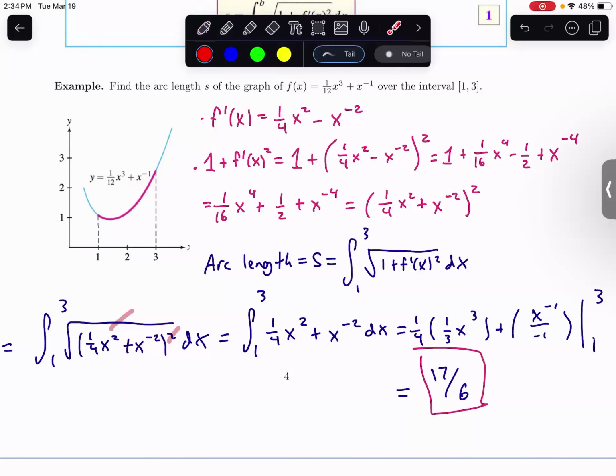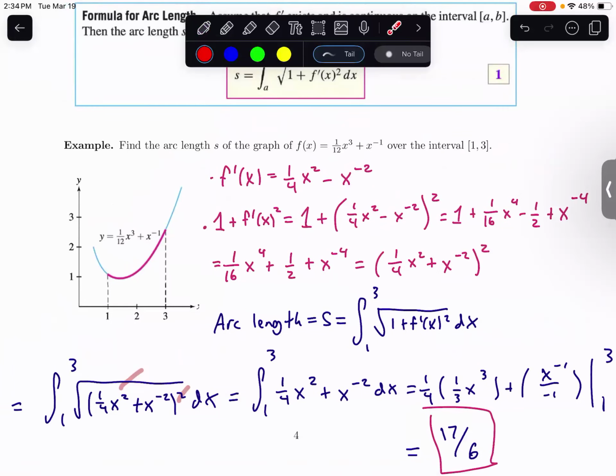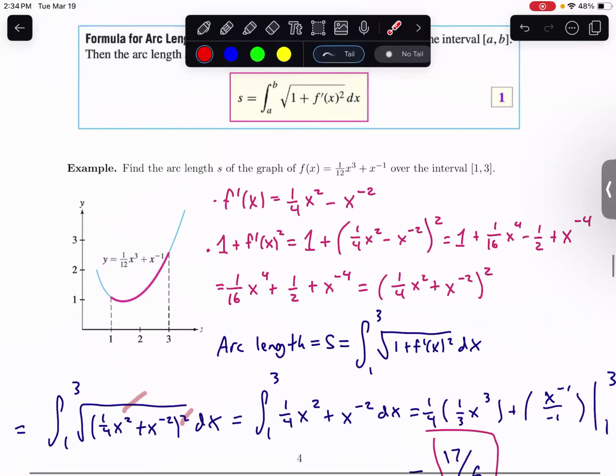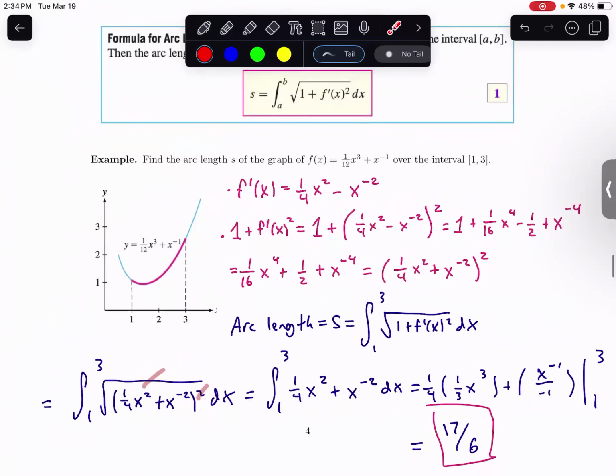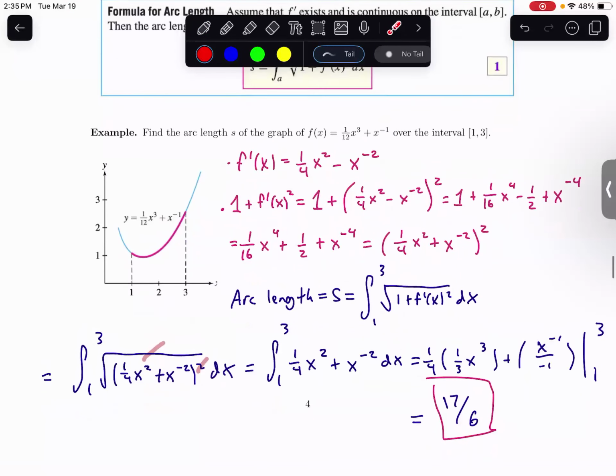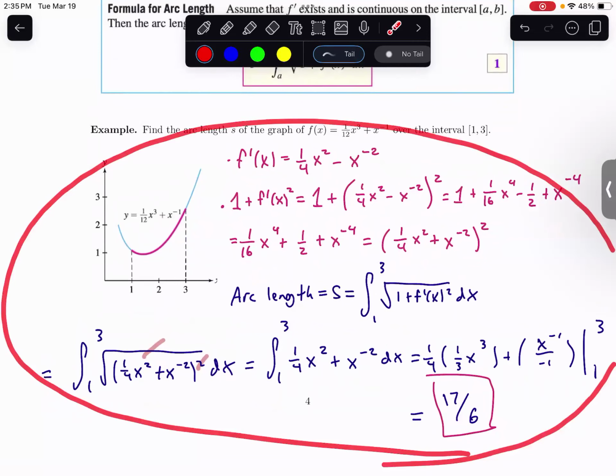So the hard part of this problem usually is just finding a way to express the 1 plus f prime of x squared in a way that will eventually cancel out with the square root. It doesn't always happen, but that's usually the trick for these kinds of problems. I'll actually say this is one of the harder ones. I think it's kind of hard to see immediately that this would end up being equal to this square. You can use completing the square as well if you wanted to, but okay. Any questions about this example?